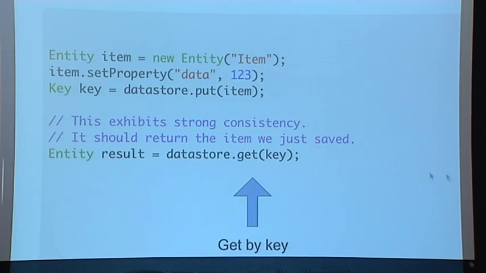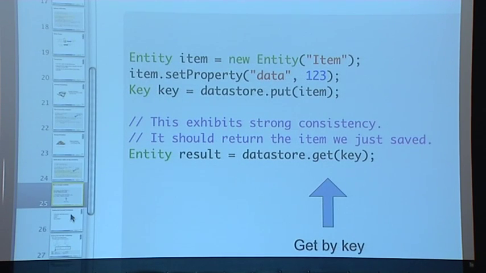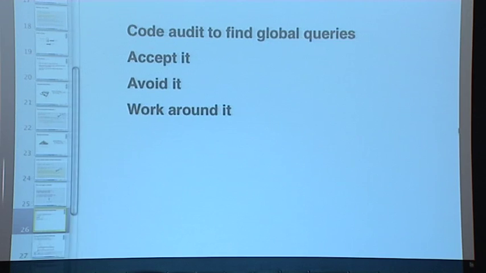Here's another example of a strongly consistent query. If you know the key of an entity, or the ID, and you fetch it, you will always get the latest version of the entity. So let's say 10 people have the same entity and someone changes it. The next one that queries it, if they're using the key, will always get the latest version of the entity. So this is another good way to specifically fetch and get strongly consistent data.